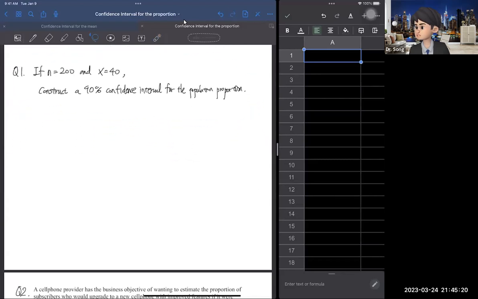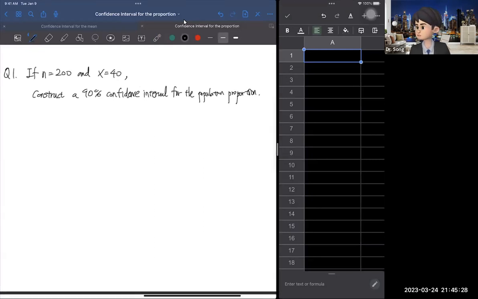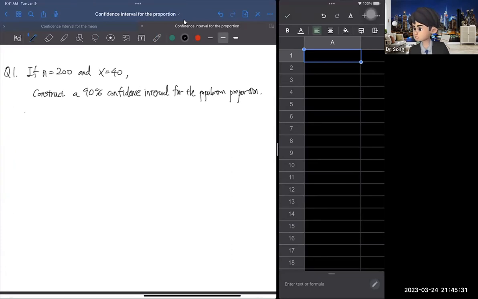If n, the sample size, is equal to 200 and x equals 40, and we want to construct the 90% confidence interval for the population proportion. So the sample proportion P hat is x over n. So that is 40 over 200, which is 0.2. So 20%.